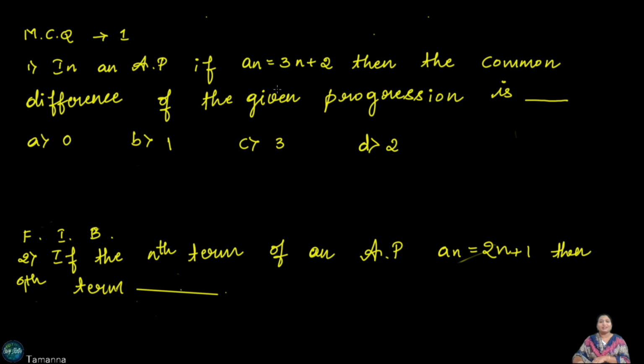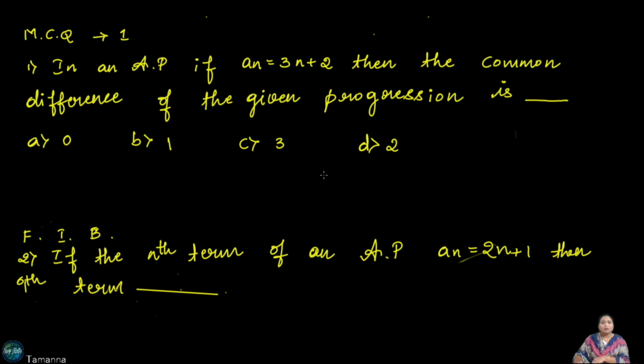So we know that AN is equal to 3n plus 2. The common difference is found on the basis of the formula D is equal to A2 minus A1. A2 is obtained when we put n is equal to 2, and when you put n is equal to 1, then we obtain A1. So we have to give the value of n is equal to 1. So A1 is equal to 3 into, instead of n, you put 1, and the final value is 3 into 1 plus 2, which is 5.